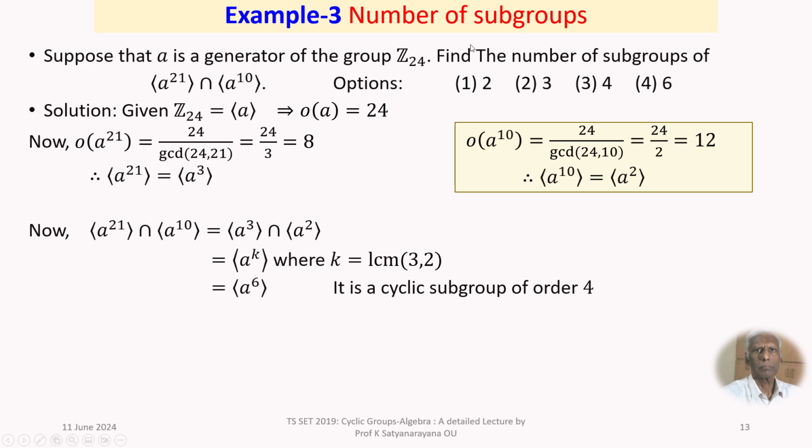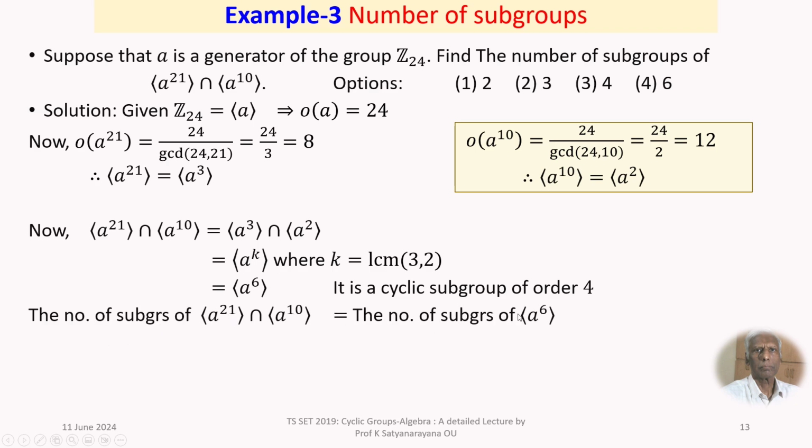So what is that you want? Suppose find the number of subgroups of this cyclic subgroup generated by a to the power 21 intersection cyclic subgroup generated by a power 10. So the number of subgroups of the intersection is the cyclic subgroup generated by a power 6. How many? And what is the order of this cyclic subgroup? That is the number of subgroups of a cyclic group of order 4. It is a cyclic group of order 4. So what is the number of subgroups?